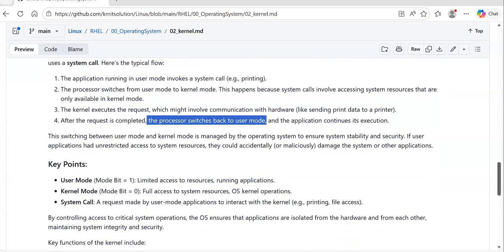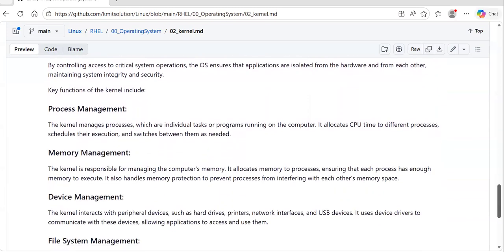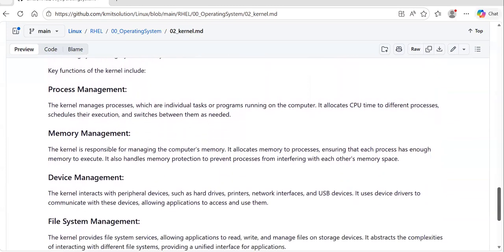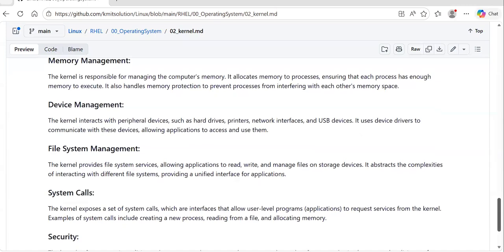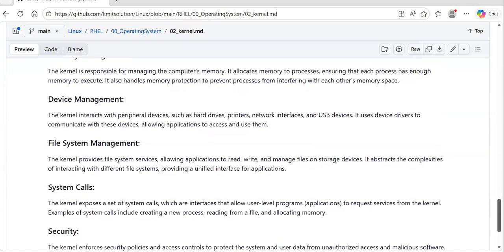So this theoretical part you can just go through. What kernel does is it manages the processes, it manages the memory. Process means CPU, memory means RAM, and devices, which are printer, network devices, etc. This is managed by the kernel. File system management, because we need to store the data on the hard disk. So read, write, all these accesses are managed by the kernel.